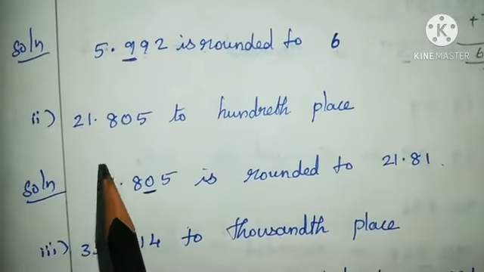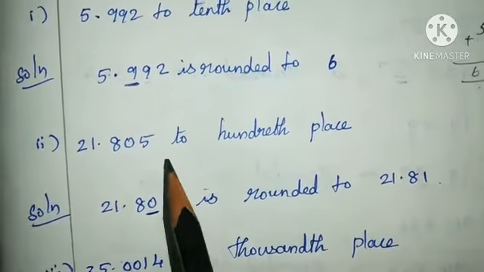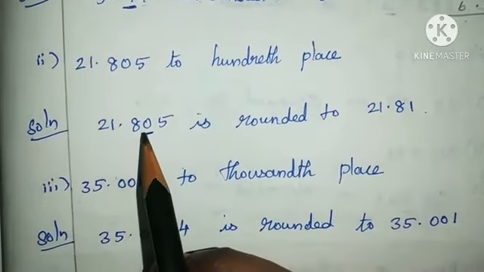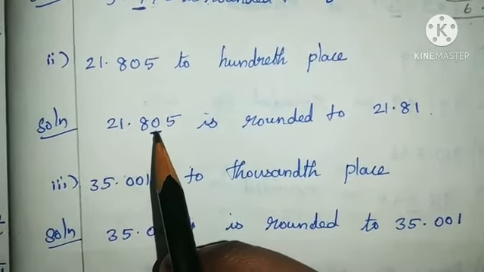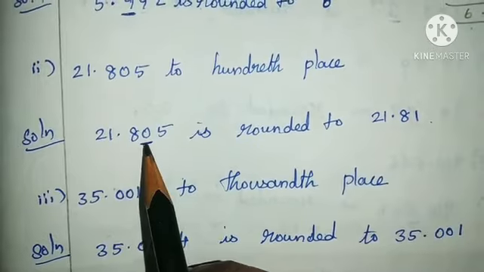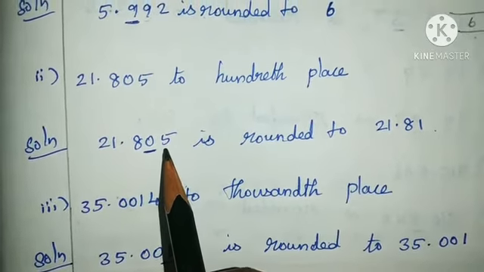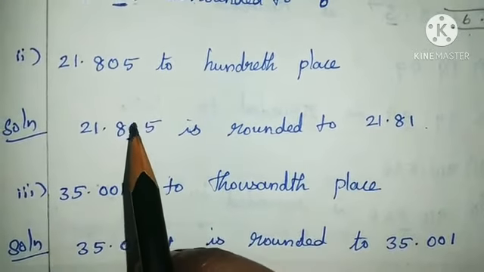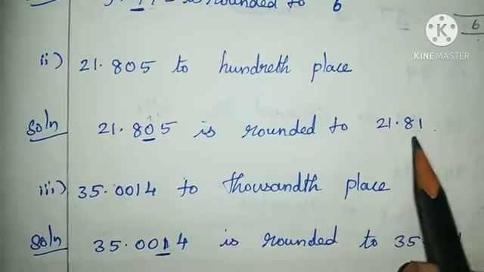The second sum is 21.805 to hundredth place. You have to round it to hundredth place, so you have to underline the digit with the place value of hundredth. Here 0 is the hundredth place, so we are underlining 0. For this 0, the right hand side is 5, which is equal to 5. So we are going to add 1 to the underlined digit. We will get the answer as 21.81.